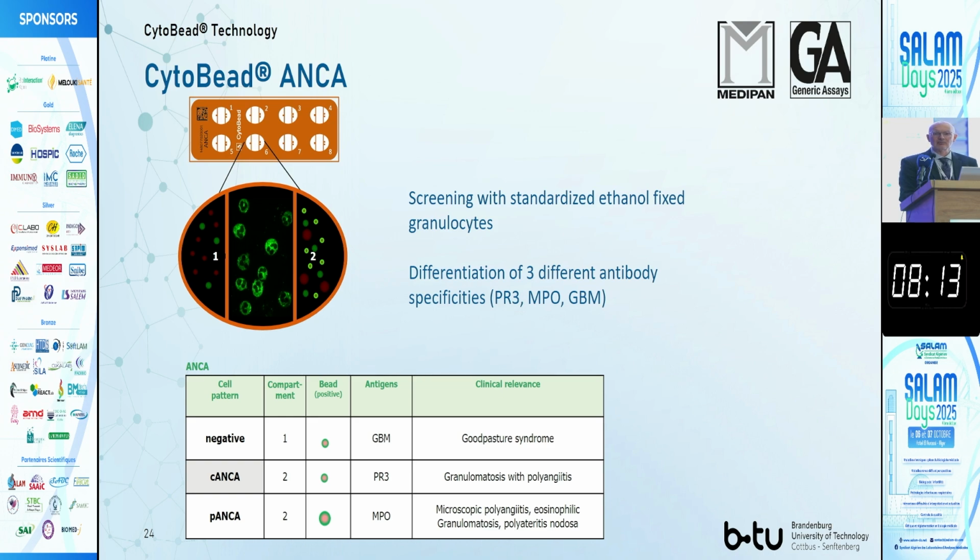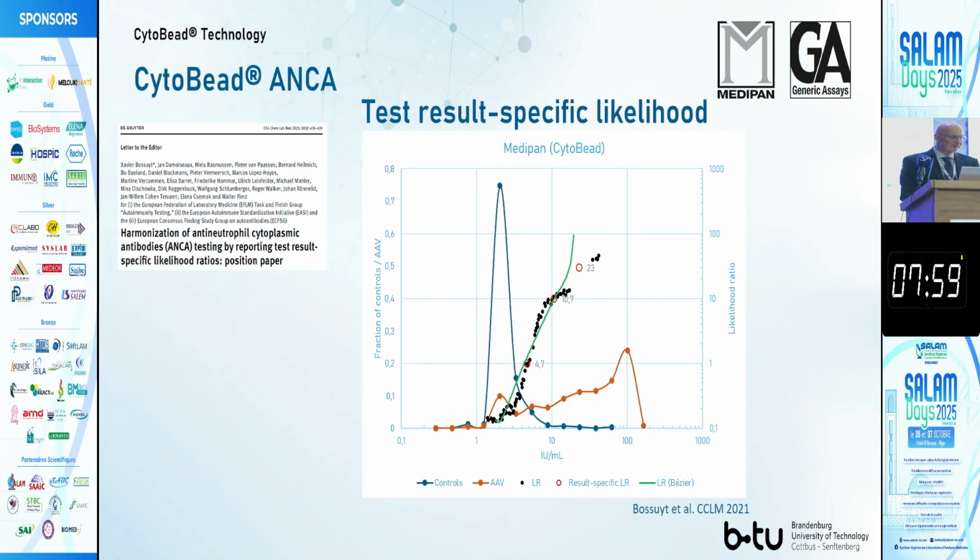And when I talk about ANCA, here in particular myeloperoxidase for the perinuclear ANCA, as well as proteinase 3 for the cytoplasmic ANCA, play a pivotal role. Well, that can be used, and I told you that harmonization is one of the major challenges in a routine laboratory for the harmonization of results.